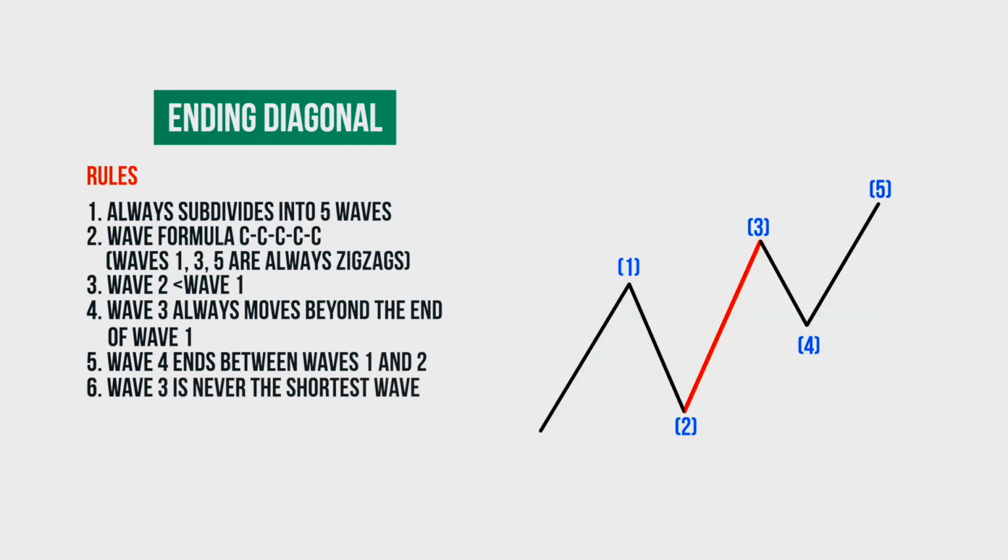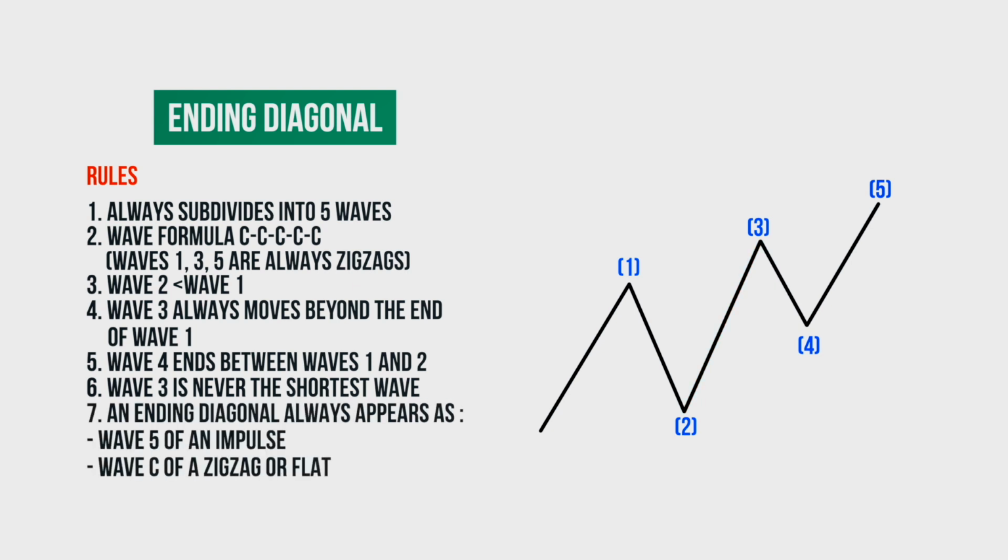Sixth rule, the third wave in the ending diagonal is never the shortest in comparison with waves 1 and 5. And the seventh rule concerns the location of the ending diagonal. It can be located only in the wave 5 position of impulses or in the wave C position of zigzag.